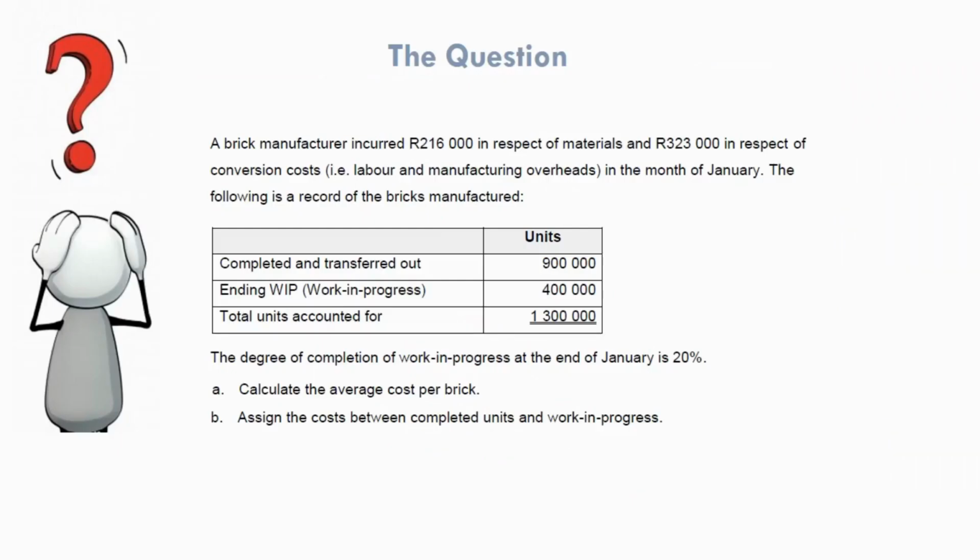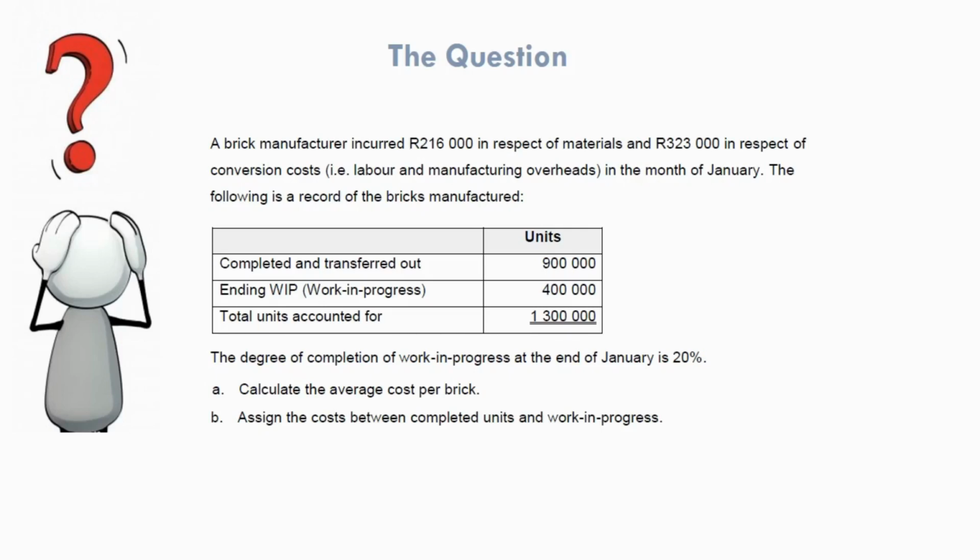I will go over the sample assessment question related to a brick manufacturer to explain the concept. The question states that a brick manufacturer incurred 216,000 rand in respect of materials and 323,000 rand in respect of conversion costs. Conversion costs are labor and manufacturing overheads that are incurred in order to convert the raw materials into the finished product. These costs were incurred during the month of January.